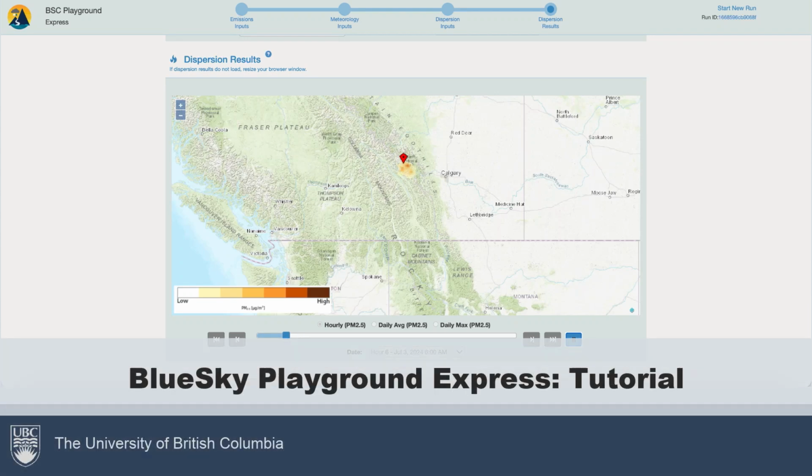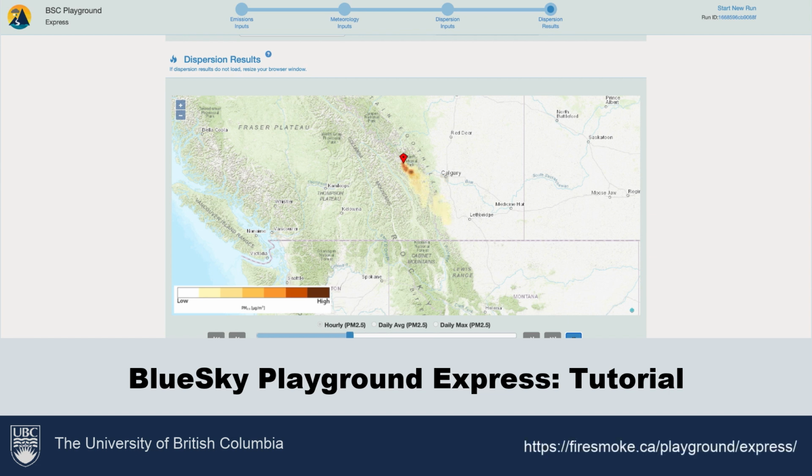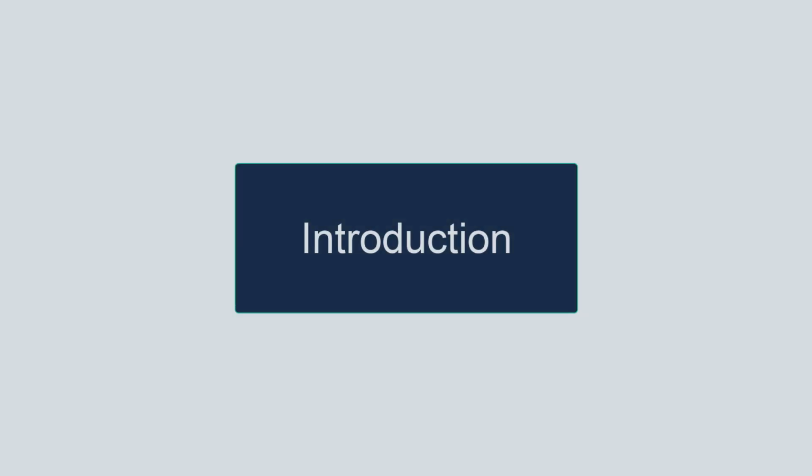Welcome to our tutorial for BlueSky Playground Express. This video is designed to walk you through the Playground Express system found at firesmoke.ca/playground/express. By the end of this tutorial, you will be able to quickly generate personalized emission scenarios using specified fire, weather, and dispersion inputs. Before we can begin, let's talk a bit about BlueSky Canada.